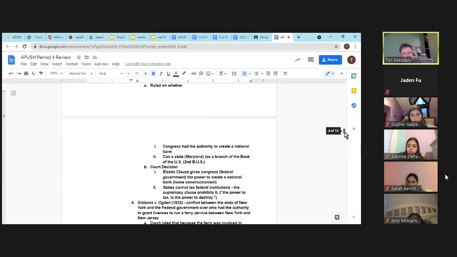To the first question, the court says yes. The Elastic Clause, along with the Commerce Clause and the Tax Clause, allows Congress to create a national bank. On the second question, can a state tax a federal institution, the answer is no. That would violate the Supremacy Clause. It would put state governments above the federal government. The Constitution and the Supremacy Clause say that the laws, treaties, and the Constitution itself are the supreme law of the land. That means above any state law, so long as that federal law is constitutional. And so it's a significant limit on states' rights.